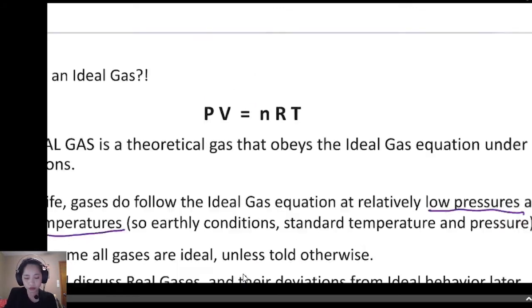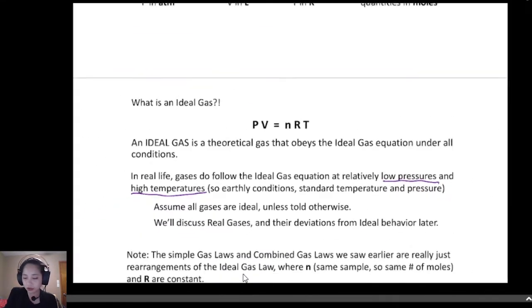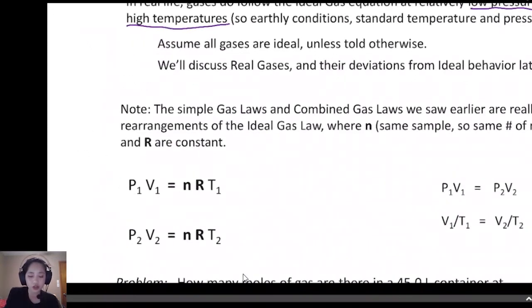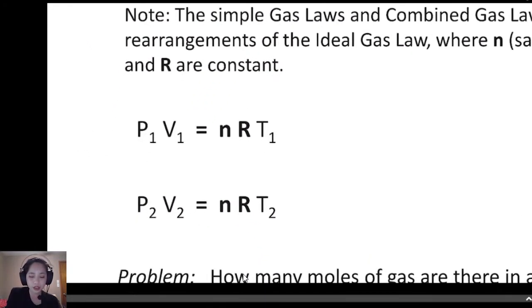And so this really isn't another equation that you have to memorize. It all comes from the same equation. It all comes actually from the ideal gas law. So the combined gas laws that we saw earlier, we just have to rearrange the ideal gas law. So if we have two instances of the ideal gas law, this is like the sample at one type of condition, and then here's the sample at a second type of condition, or something like that, right?